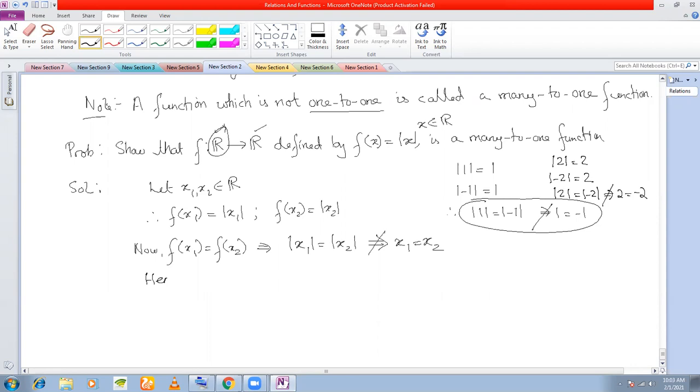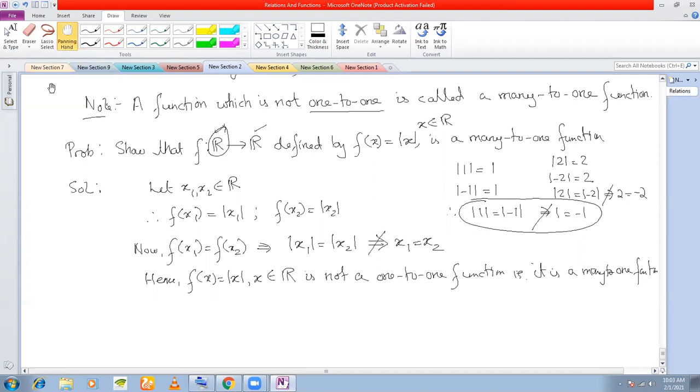Hence, f(x) is equal to mod x, x belongs to R, is not a one-to-one or injective function. That is, it is a many-to-one function. Clear how to show one-to-one and many-to-one? Yes, sir.